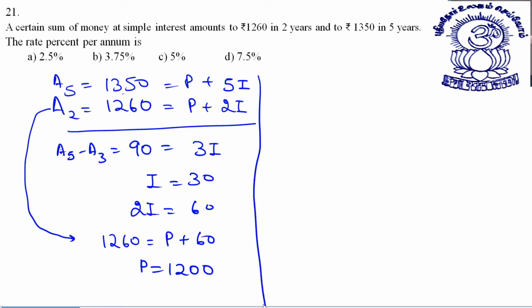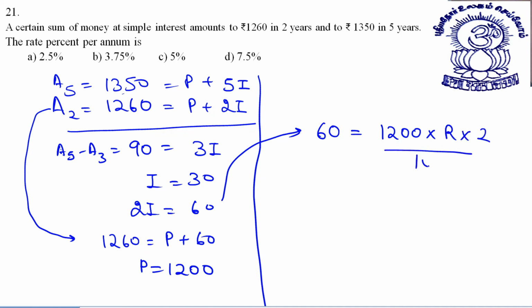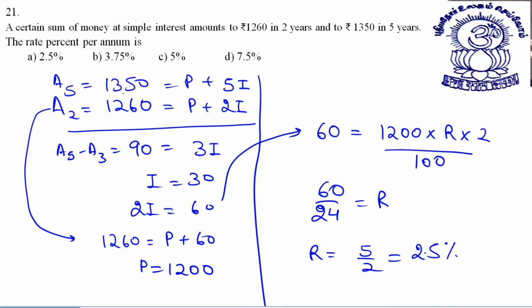Now since we have got P equal to 1200, and 2 years interest is 60, let's find the rate. Interest is equal to principal, which is 1200, into rate, which we need to find, into time, 2 years, divided by 100. Now see, the double zero cancels. 12 into 2 is 24. So R comes out to be 60 by 24, or R is equal to 5 by 2 if you cancel by 12. So you get 2.5% per annum. This is your answer.